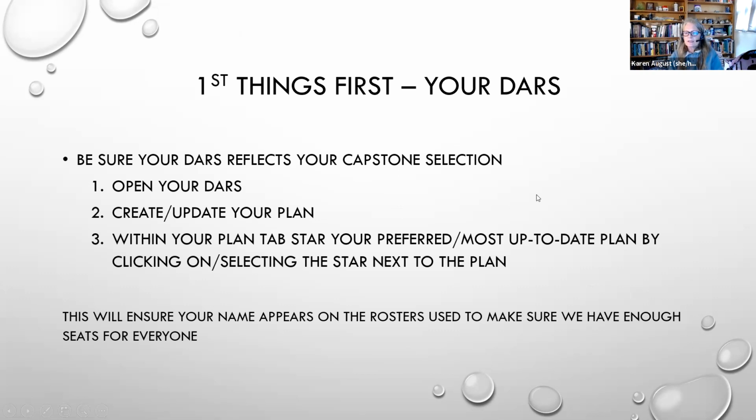Once you've made your selection, make sure that your DARS is updated and reflects whether or not you want to take thesis or internship. To do that, you open your DARS, you create or update your plan, and within your plan tab, you star your preferred or most up-to-date plan by clicking on or selecting the star next to that plan. What this does is make sure that your name appears on reports that we pull to ensure that we have enough seats for everyone and the specific choice that they've made.